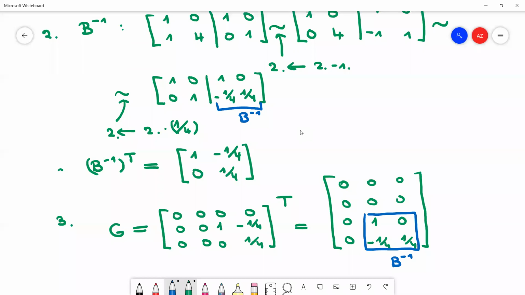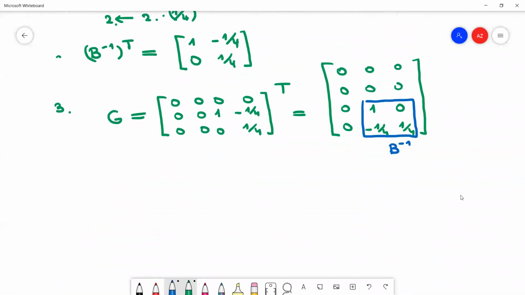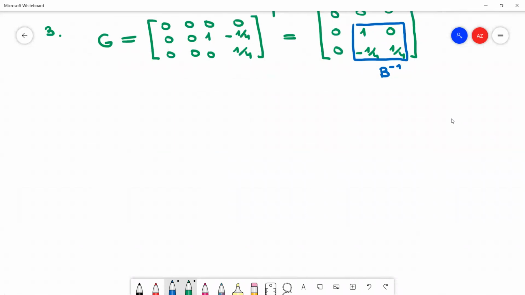Okay, this was one example of calculating a generalized inverse so that we see how the algorithm works. And now comes the basic theorem for generalized inverses, and this connects solving our system Ax = b with generalized inverses. So we have this theorem.